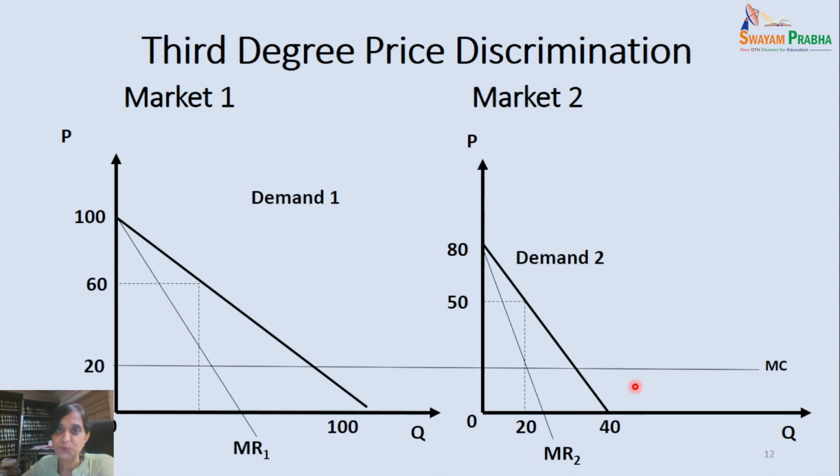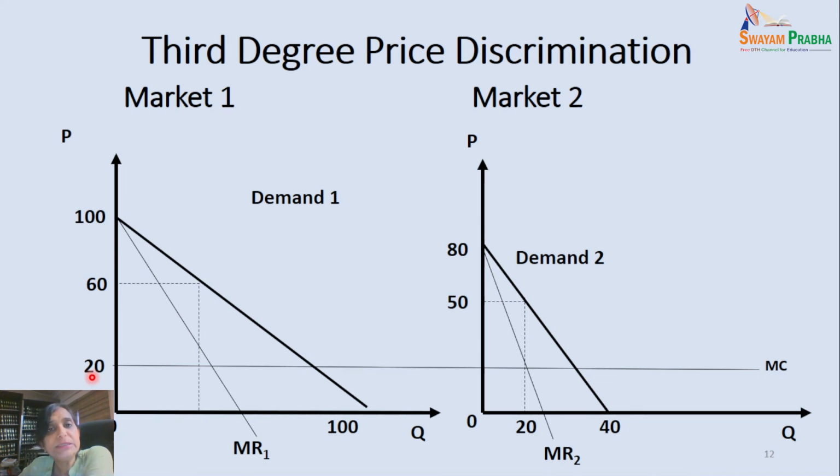One demand curve is elastic, the other is inelastic. This company has understood that in one market I am the only seller, and in the other market there is competition. Where I have competition, the demand is elastic. Where I do not have competition, the demand is inelastic. So I divide the market. Let us assume this is demand curve 1 and demand curve 2. Corresponding to demand curve 1, you have MR1. Corresponding to demand curve 2, you have MR2. Marginal cost of production is the same, assumed to be constant at 20.